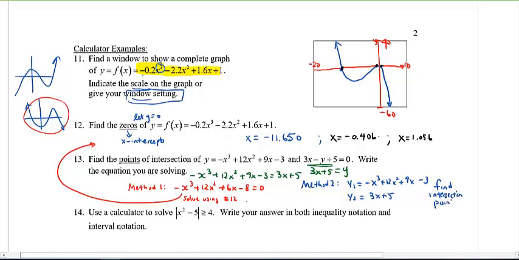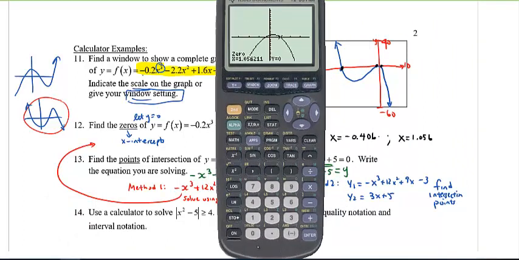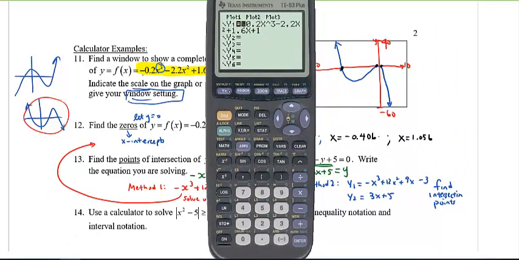So I'll quickly find one of them for you, and I'm going to ask you to practice yourself. So once again, take your graphing calculator. I'm going to go to y equals 2. We'll clear it. We'll type in our new equation. We'll do the same thing, 3x plus 5.